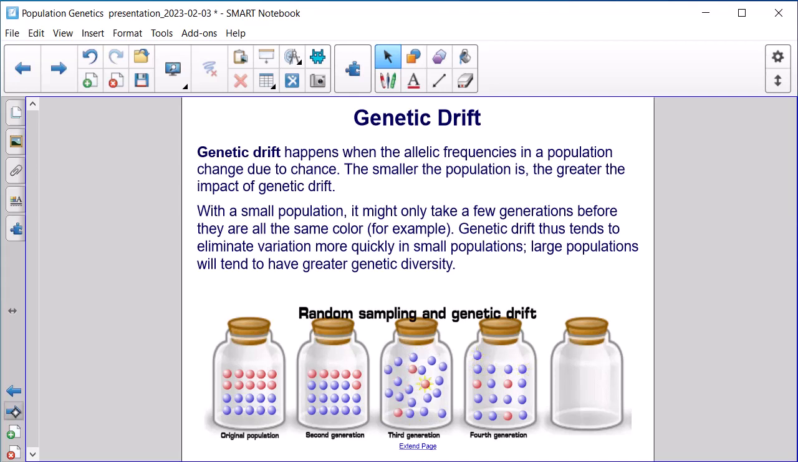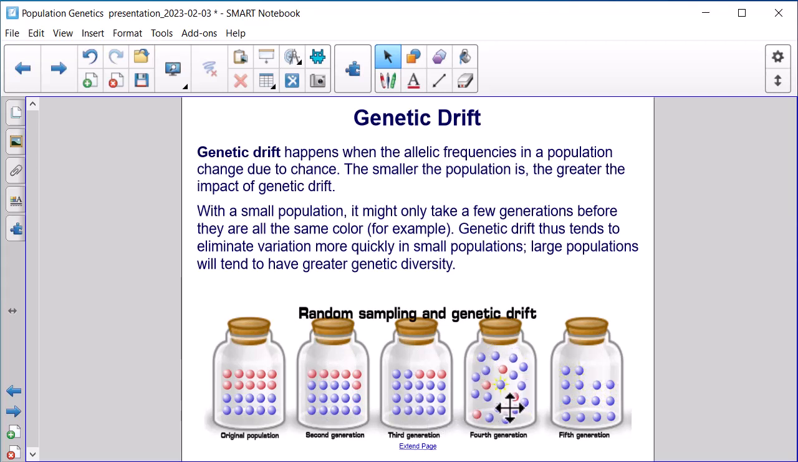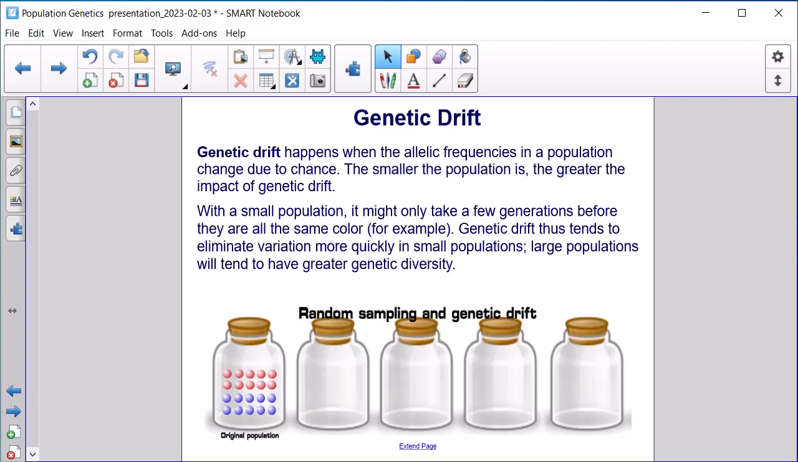So you can see the original population here has half blue and half red. And in the second generation, third generation, we're seeing more blue. In the fourth generation, one more red. By the fifth generation, we have almost an entirely blue population. Okay, and this is just random sampling where the drift happens just due to chance.